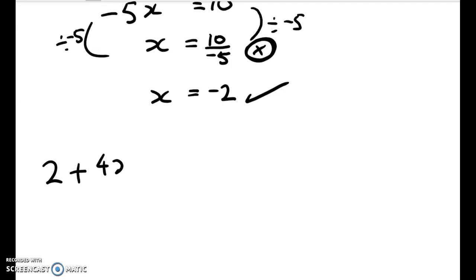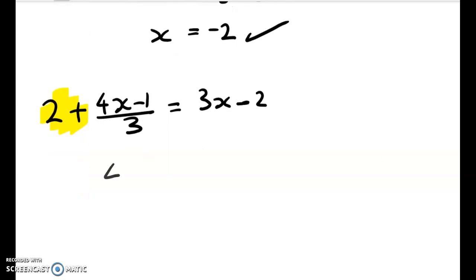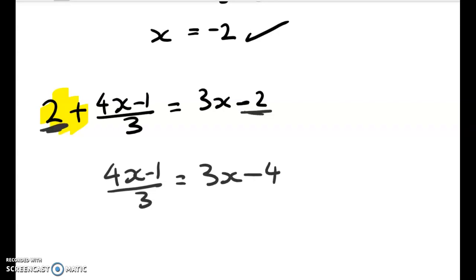2 plus (4x minus 1) divided by 3 is equal to 3x minus 2. I can see that I've got x on both sides, and I can see that the left-hand side is a bit muckier than the right-hand side. I'm going to start by subtracting 2 from both sides. So (4x minus 1) over 3 is equal to 3x, take away 2 more, so 3x minus 4.